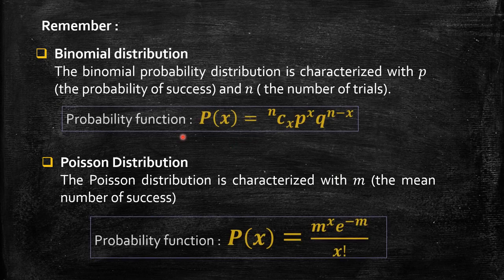The probability function for binomial is p of x equal to nCx p power x q power n minus x, where n is the total number of trials, p is the probability of success, thereby q we can get immediately as 1 minus p, the probability of failure. Now for Poisson distribution, the probability function is p of x equal to m power x exponential minus m by x factorial, where m is the mean number of successes.